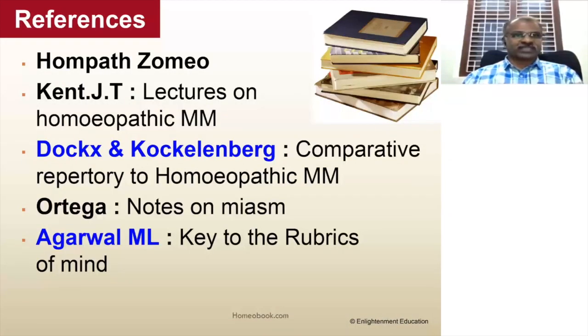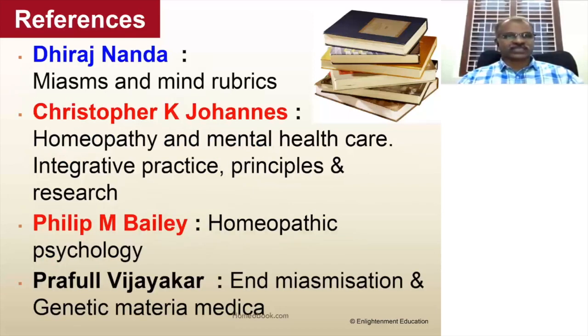So these are all the references that I used for this work. Homeopathy Zomeo, Lectures on Homeopathic Materia Medica by Kent, Dox and Kokelenberg, Ortega Notes on Miasm, Agarwal Key to the Rubrics of Mind, Miasm and Mind Rubrics, Christopher K. Jones, Philip M. Bailey's Homeopathic Psychology, Professor Vijay's Enmiasmization and Genetic Materia Medica.